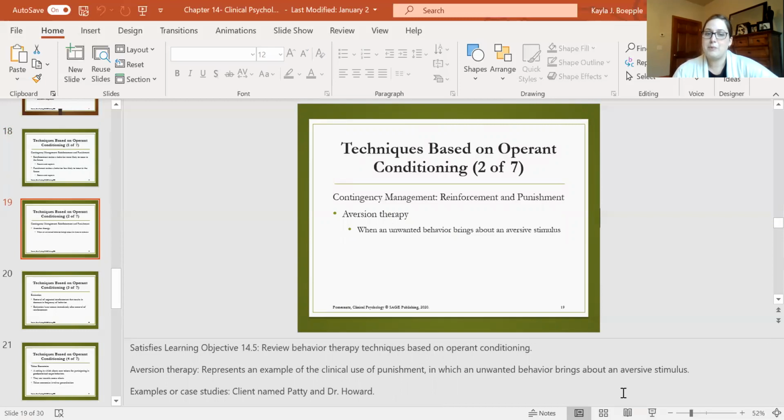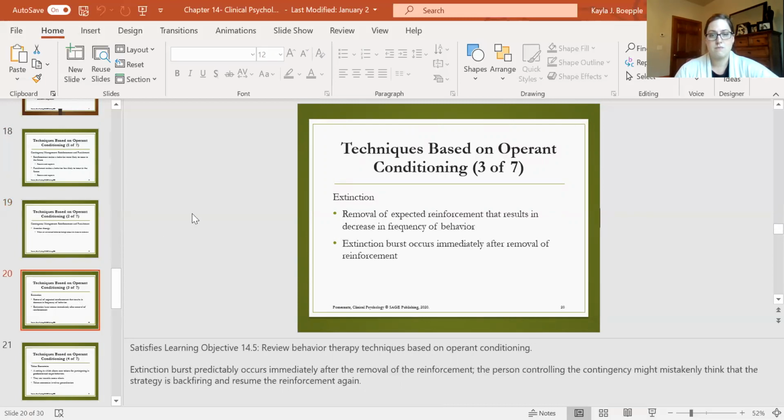Aversion therapy is something that we often use when we're talking about operant conditioning in a clinical setting. This is when an unwanted behavior brings about an adverse stimulus. This just talks more about extinction, so the removal of expected reinforcement that results in the decrease in frequency of behaviors.